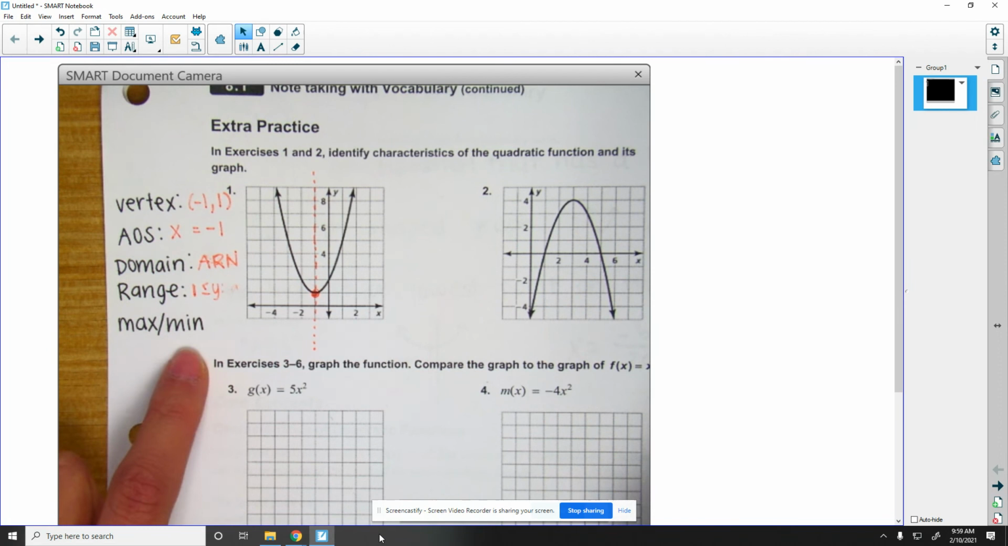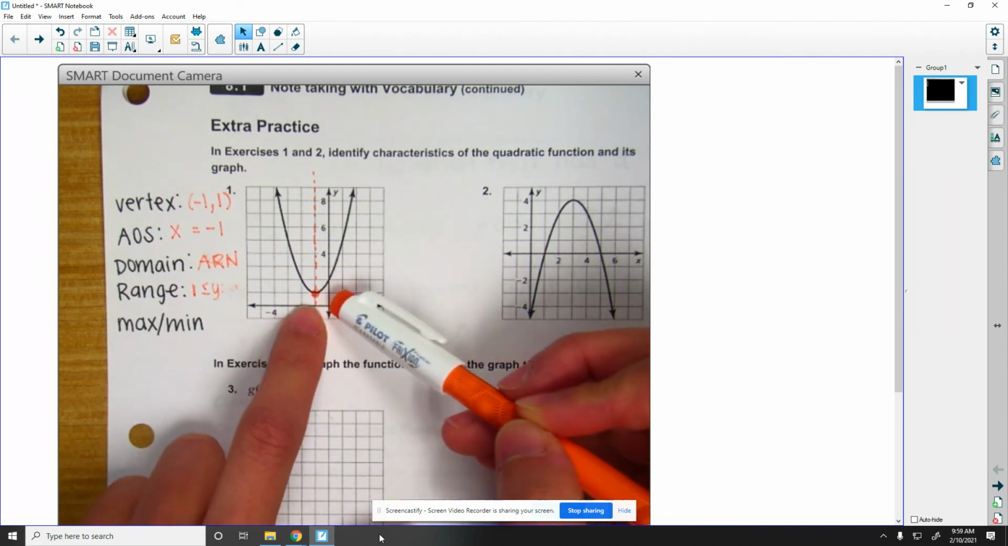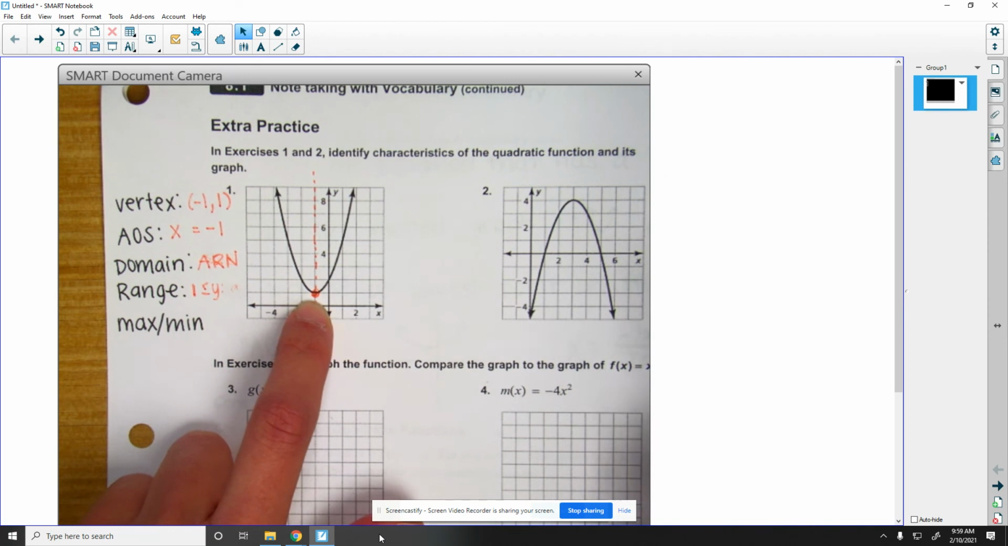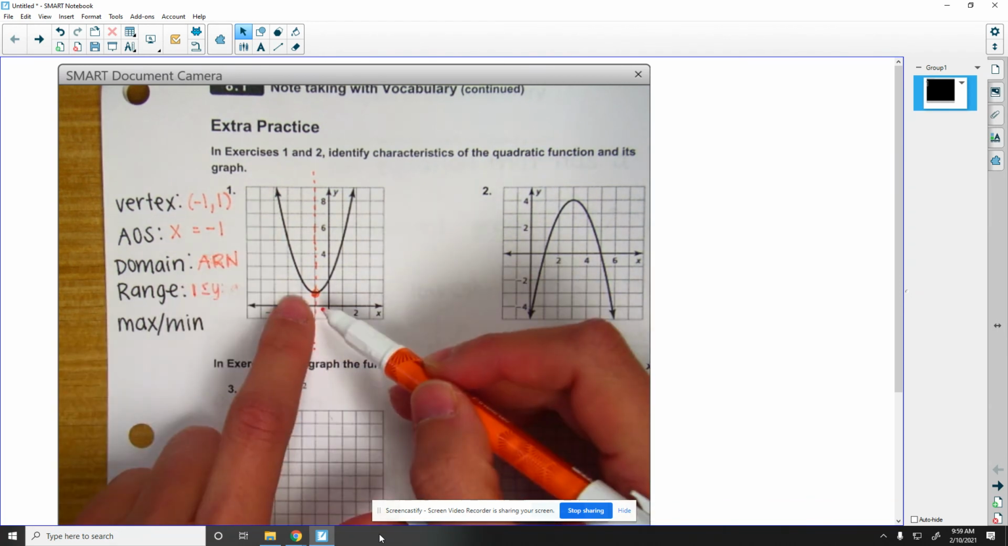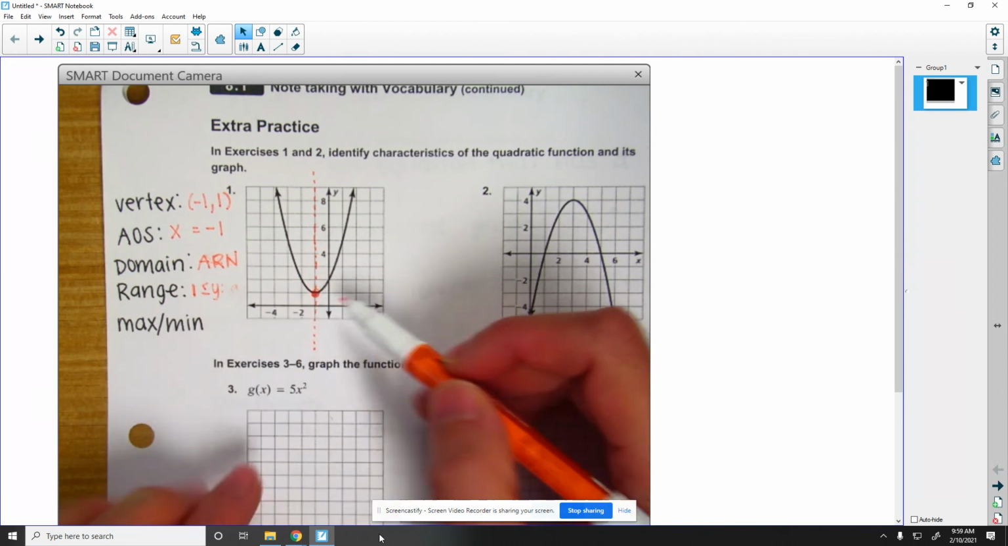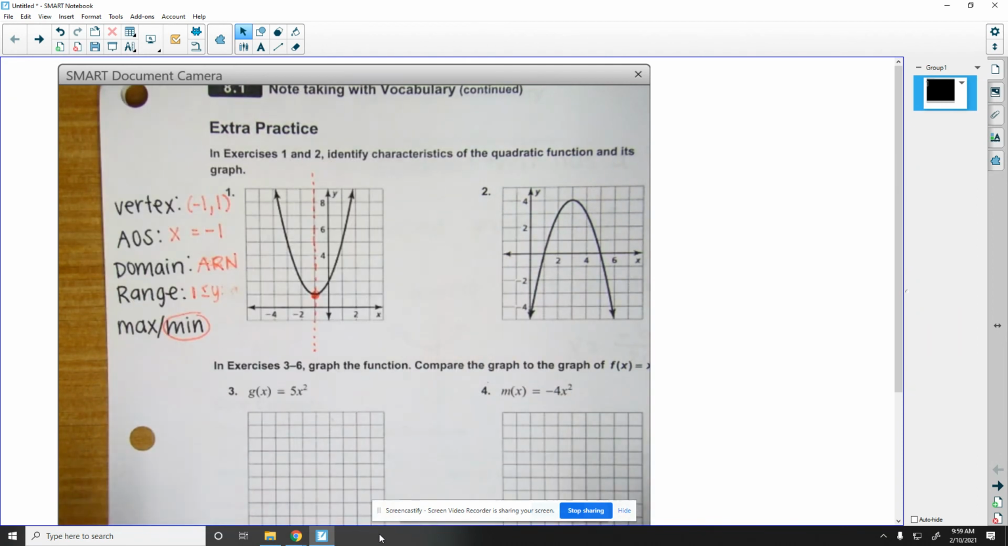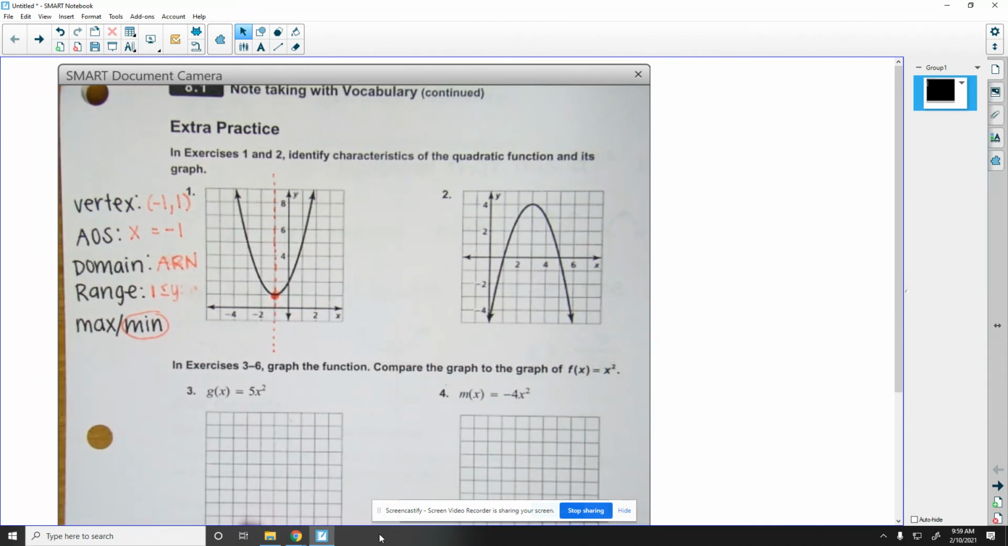Okay, max min just means look at this vertex. Do you think that this vertex is a maximum or a minimum point on this picture? Minimum, right? Because minimum, it's the lowest one. If it were maximum, this would be the highest point. So this picture would give you a minimum point. And so these are all vocab words that you need to know how to identify in a picture, okay?